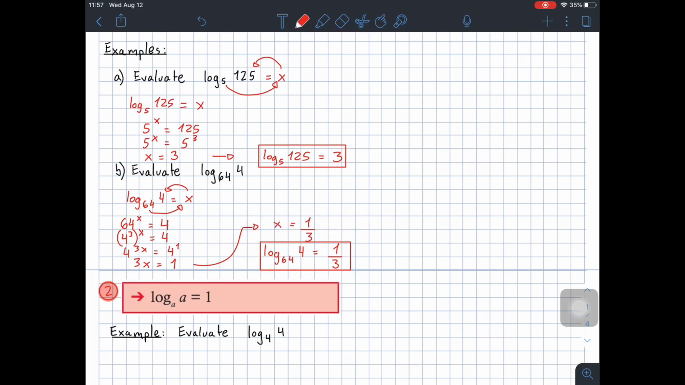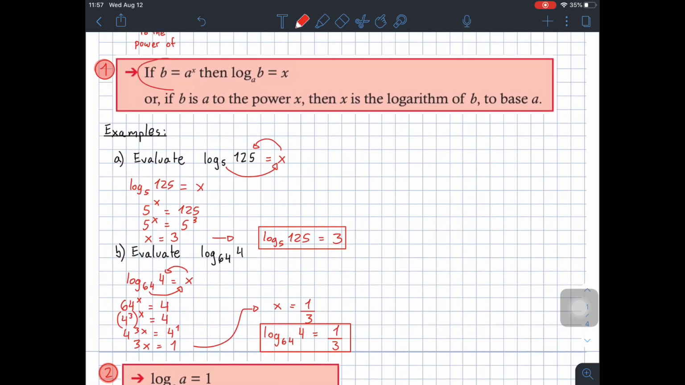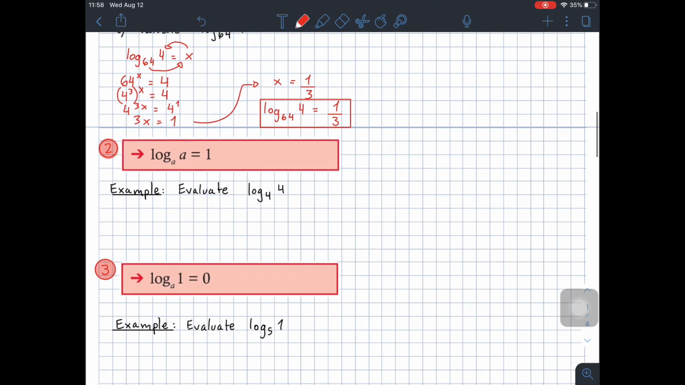Let's move on. So this was the first concept of logarithm. This is the first property that you should always remember. Now let's go to a second. It says log base a of a is equal to 1. So when the base is equal to the argument, then the answer will always be 1. And let's see why. Let's solve this example. It says evaluate log base 4 of 4. If I do this, remember the rule.